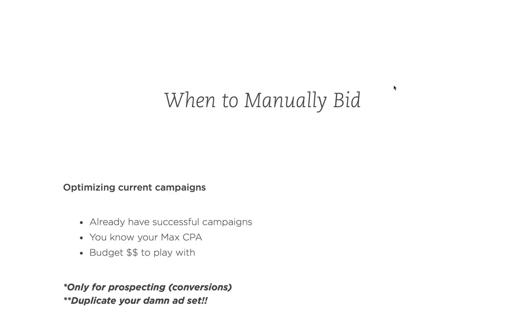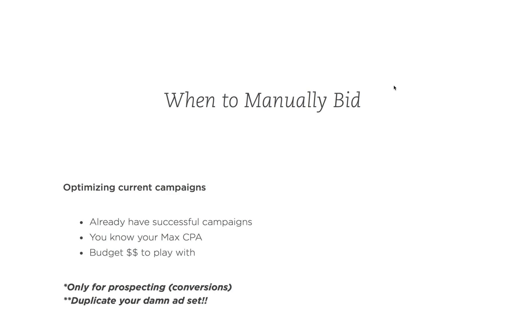Even just through guys like Tim Bird or Ezra Firestone, guys like that have done just about everything. Even Ad Espresso has cool articles on stuff like this. But at the end of the day, when we think about manually bidding and when we should be using it, and when not to, right?